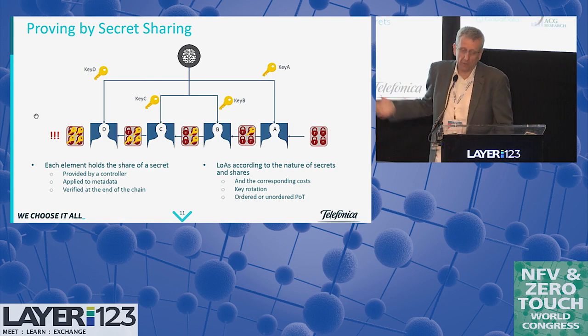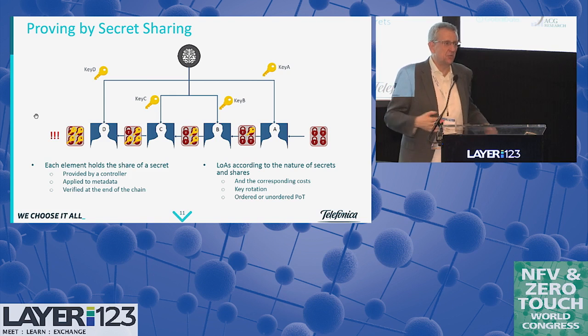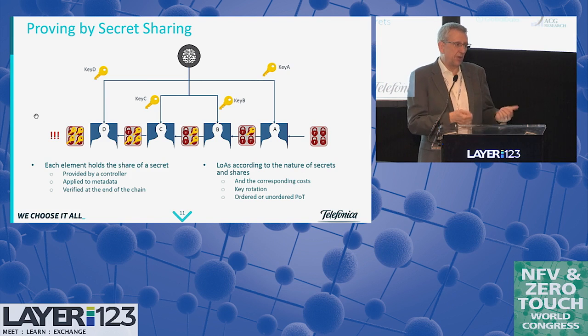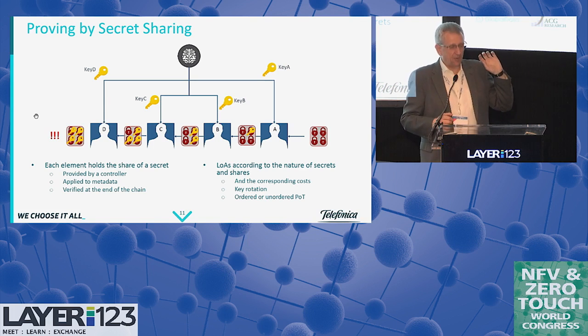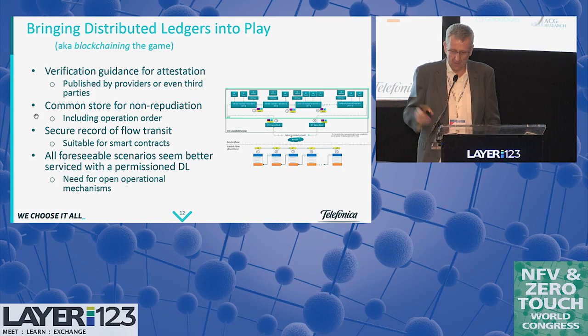And we have been working precisely as well on level of assurance, so you can get coded to the nature of the secrets and shares. You can have several levels of assurance, even, for example, having it ordered or unordered. You can be sure that all packets went through the correct functions in the right order, or only be assured that they went through all the functions, but not have a guarantee of the order.